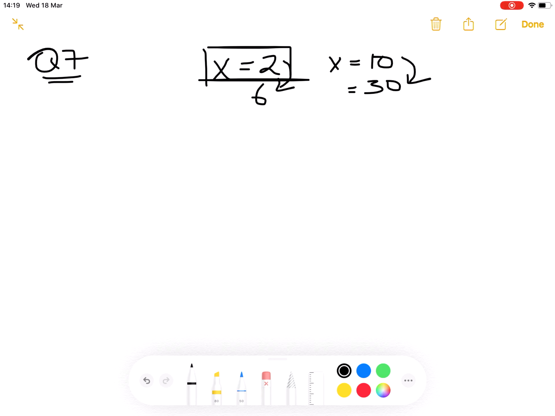Tell me what X is. Pick a number, just guess one, pluck one out of the air and say, right, if X was 2, then she would have 6 games. If he had 10 games, she would have 30. What's happening each time there? I'm multiplying by 3. So if Barry's number of games is X, then his sister's number of games would be 3X. 3 times whatever Barry has.